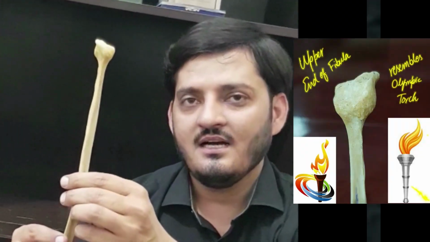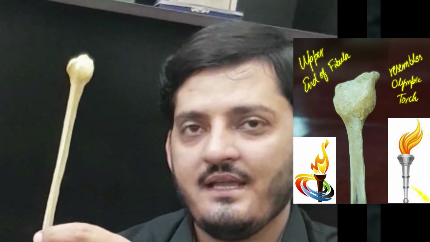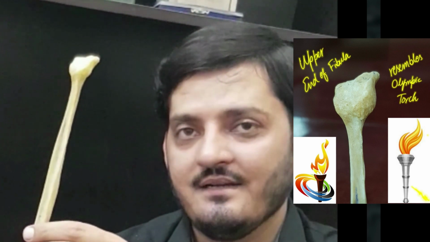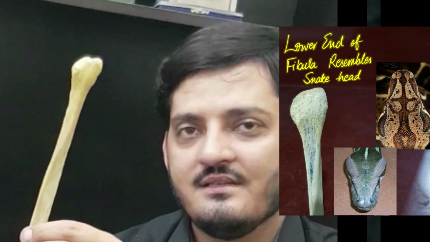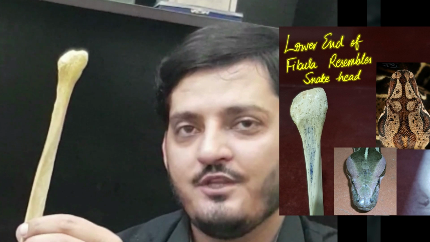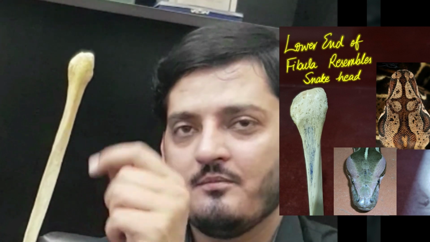Look closely. The upper end is quadrangular and resembles an Olympic torch. And the lower end, look at the lower end. This is the lower end. It resembles a snake head, a python snake head like appearance. This is the lower end of the fibula bone.